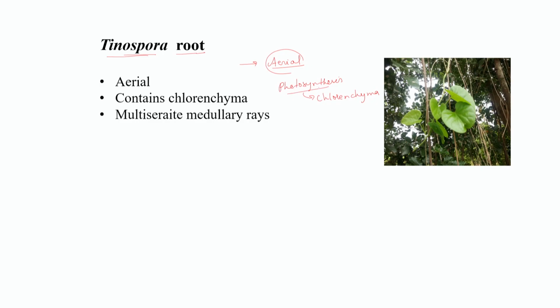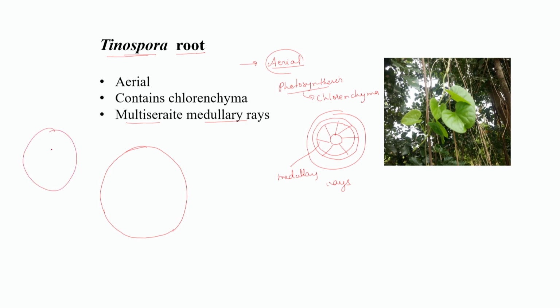In this, when we see the section, you will see multiseriate medullary rays. Normally in the xylem and phloem you see uniseriate or very thin multiseriate rays. These are medullary rays. But in Tinospora you will see multiseriate ones. I will also show you the section. When you see the Tinospora root, as we have studied before in previous slides also, it will have xylem and phloem in patches.